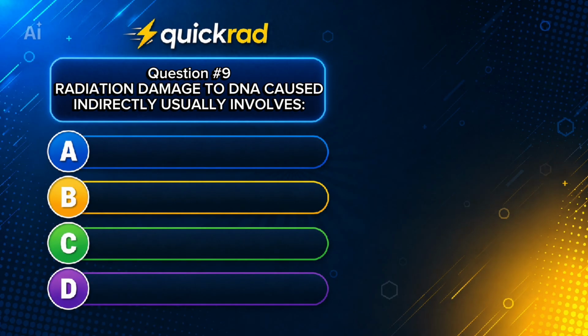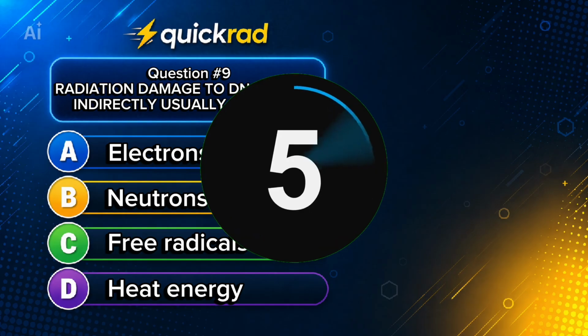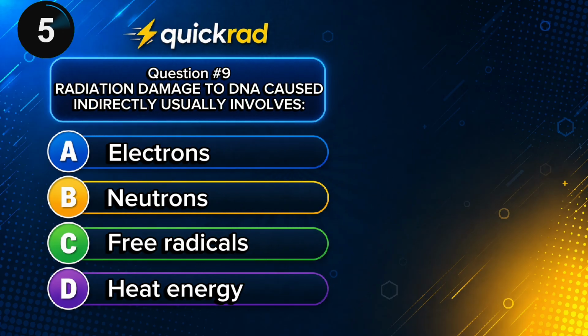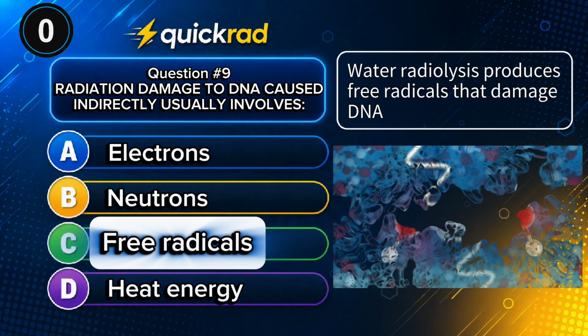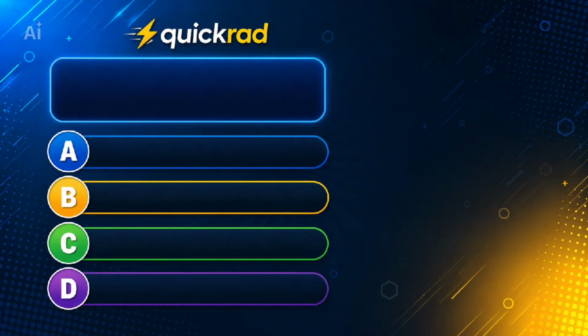Question 9. Radiation damage to DNA caused indirectly usually involves. Correct answer C. Free radicals. Water radiolysis produces free radicals that damage DNA.